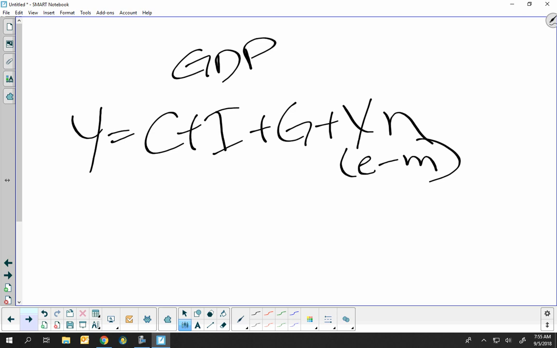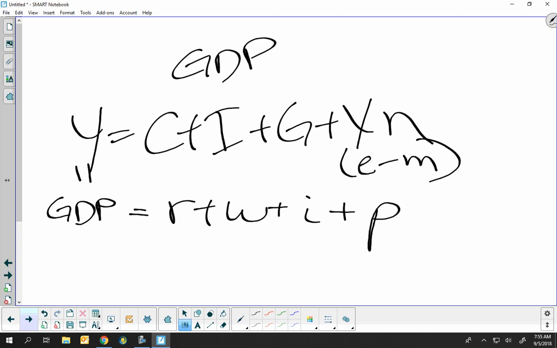What is the other equation for GDP? Rent plus wage plus interest plus profit. Yeah, that's also GDP. So you can add up GDP in any of those ways. It's either all of our consumer spending, business spending, government spending, and what we buy from foreigners minus what they buy from us. Or if you add up all the rent that is paid, wages that are paid, interest that is paid, and profit that is paid to entrepreneurs, then you can also get GDP.